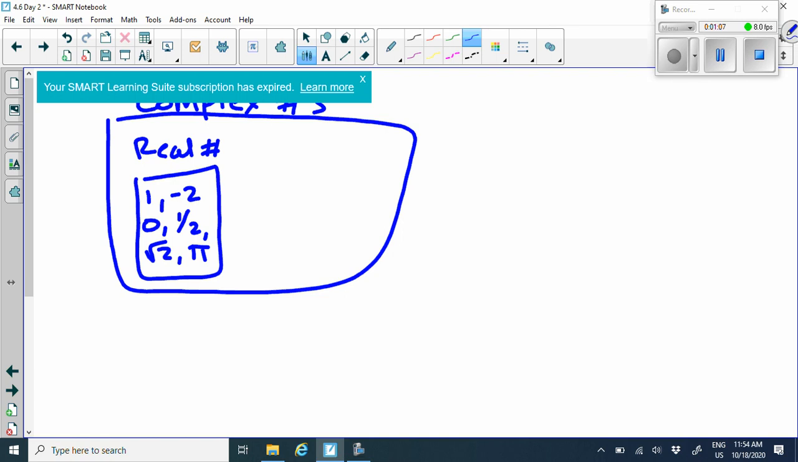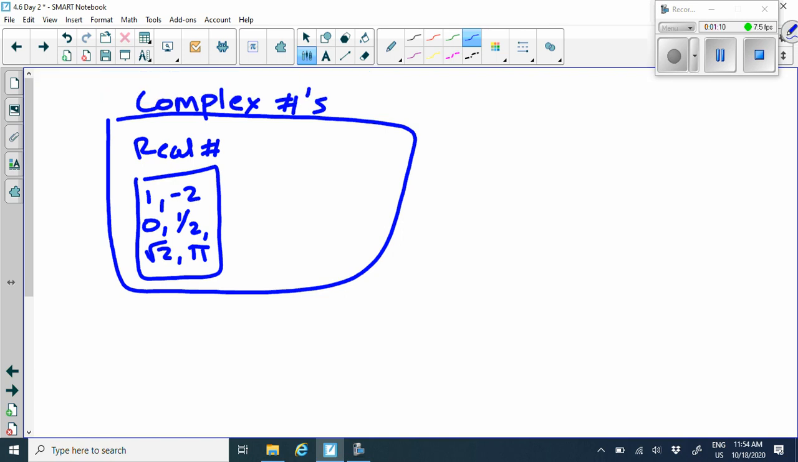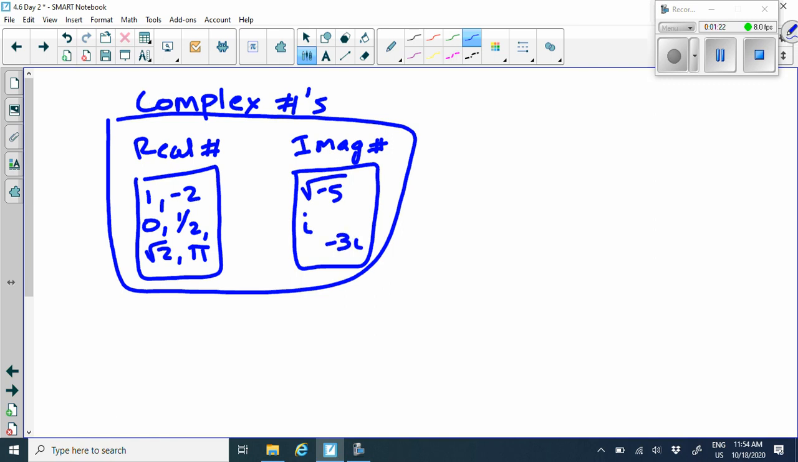Now, then we have imaginary numbers, which you guys just learned in 4.6 day 1. So this is basically like square root of -5, i, we have -3i, okay? And the complex is where you have basically real numbers and imaginary numbers together. So this could be something like 4 minus 3i or 2 plus i, okay? So now we're going to be seeing more of complex numbers where we are combining the real with the imaginary.